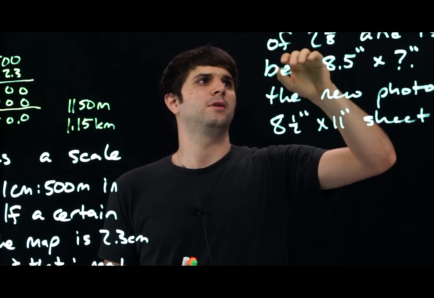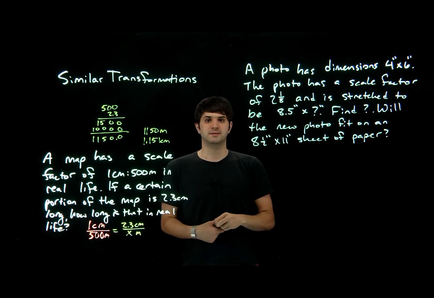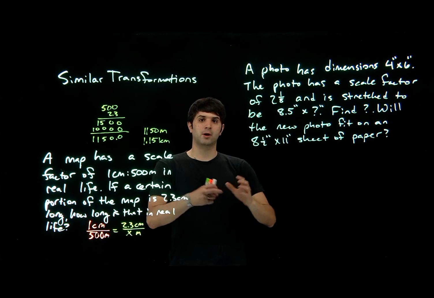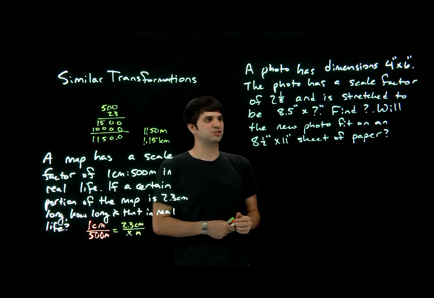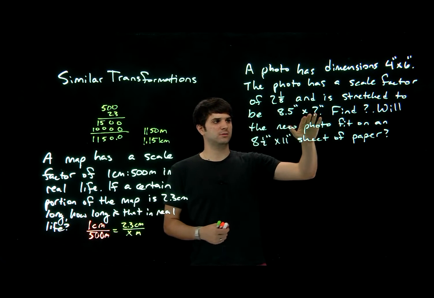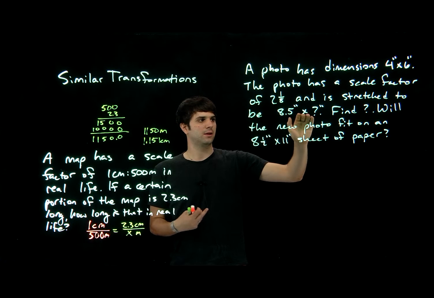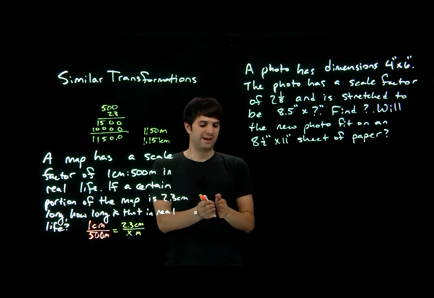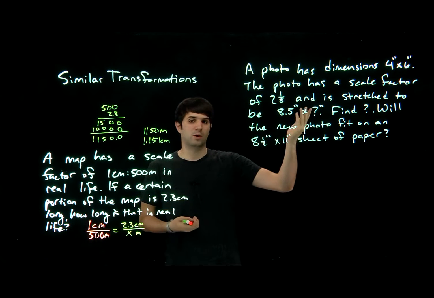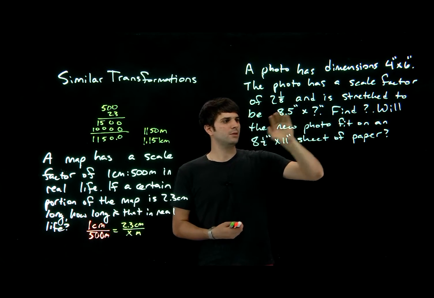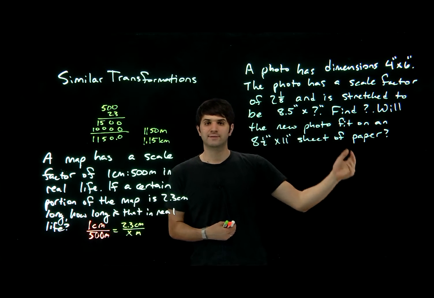All right, so in this problem, we have a photo that has dimensions of 4 by 6. This is a common photo ratio, so 4 inches by 6 inches. The photo is being blown up by a scale factor of 2 1/8 and is stretched to be 8.5 inches by question mark inches. We want to find the length, or the height. When we talk about paper, we talk about the width and the height. So 8.5 is the width, the height is going to be question mark, and we have to use this scale factor. Now the question is, will the new photo fit on an 8.5 by 11 sheet of paper?